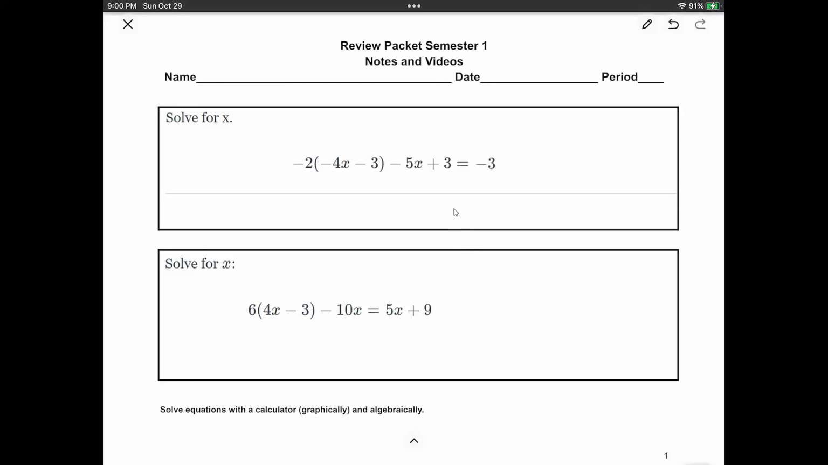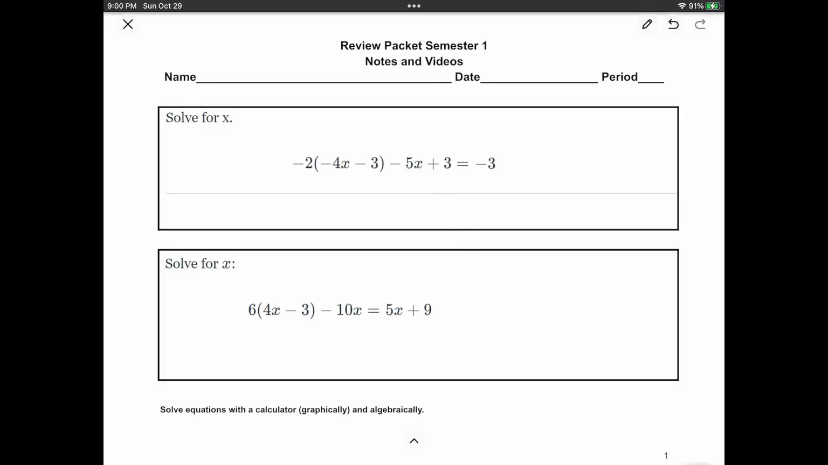Hey, this is a video for the review packet. I'm going to do both of these questions. One I'm going to do using the graphing calculator, so I'm going to do it graphically. And the second one I'm going to do algebraically, but I'll also do it graphically as well. So let me jump into it, and hopefully this will be helpful for you.